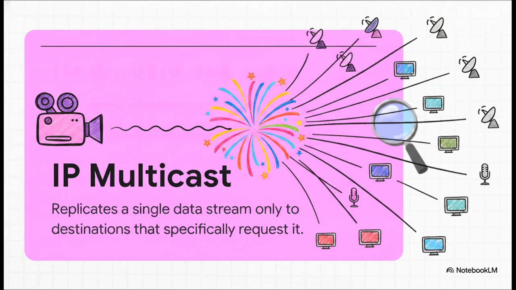So instead, they use IP Multicast. It's kind of like a firework. The camera sends just one stream into the network, and the network itself explodes that stream outward, duplicating it only exactly where a specific broadcaster has requested it. It saves a massive amount of bandwidth.